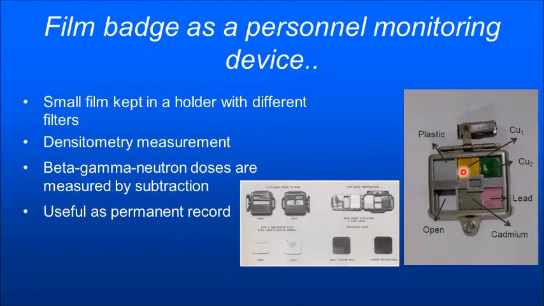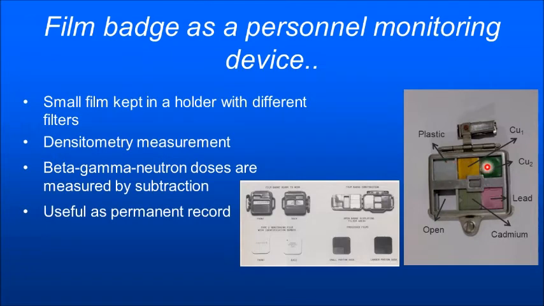I can explain to you how this subtraction happens to some extent. This open window will receive all radiation that the individual received. The plastic will receive everything minus the beta. So if you do a subtraction, you get what is the beta dose here.